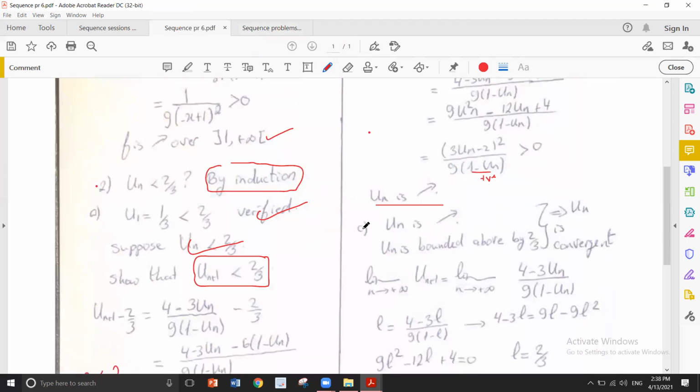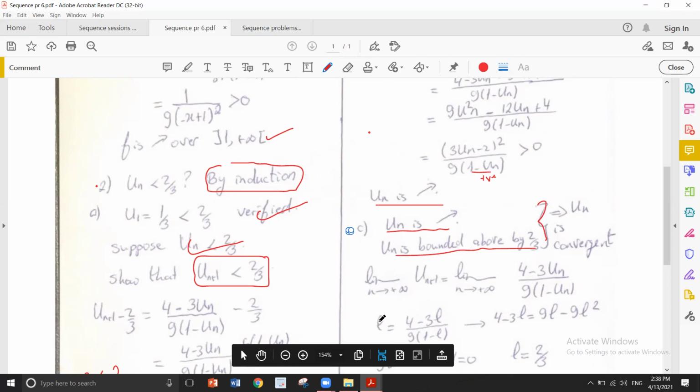So we say un is increasing, and un is bounded above by 2 over 3. These two give that un is convergent. So I use the relation: the limit as n tends to plus infinity of un plus 1 equals the limit as n tends to plus infinity of 4 minus 3 un over 9 into 1 minus un. Since it is convergent, I suppose that this limit is L.